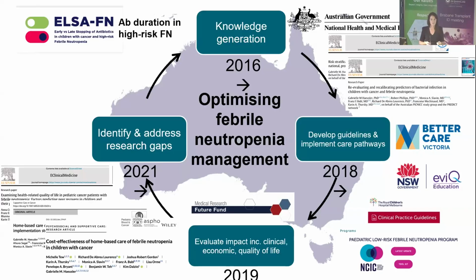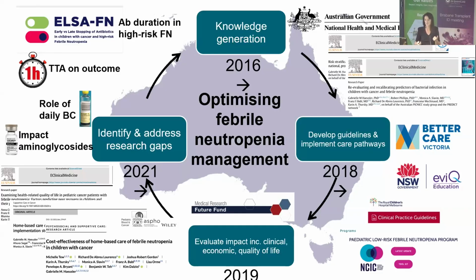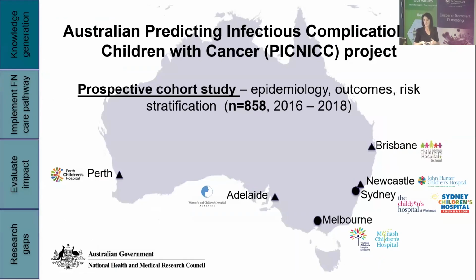identified a lot of additional research gaps, particularly in the Australian context, and that's informed some other trials that we're running now, and I'll run through ones that are looking at antibiotic duration in the higher risk patients. We were able to use these databases to look at the impact of time to first dose antibiotic on outcome, and just answering some really simple questions as well in these patients. What is the role of daily blood cultures, and what is the additional benefit of adding that aminoglycoside into patients with febrile neutropenia?